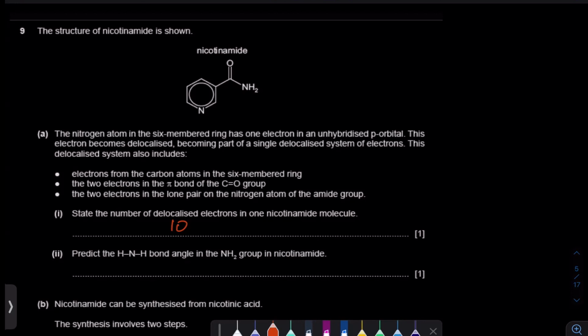ठीक है. Predict the H-N-H bond angle in the NH2 group. H-N-H bond angle 120, because the nitrogen here has 3 bonds, right? And if its lone pair is delocalized into the ring, then it has just those 3. It's not tetrahedral anymore. It's planar.